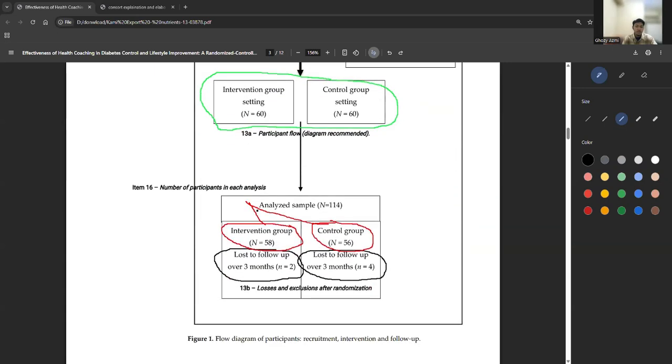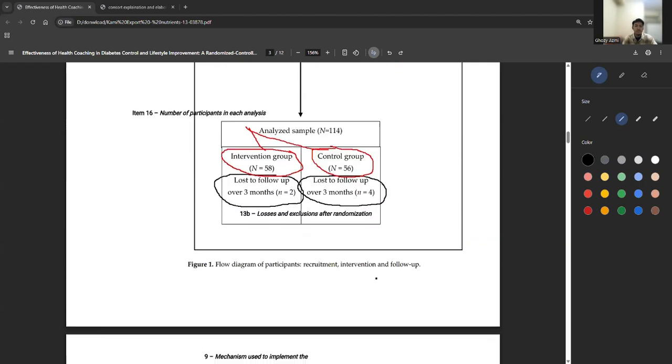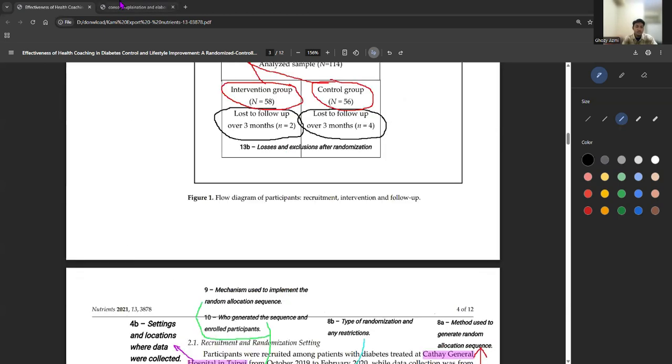And then we move to 13B, losses and exclusions after randomization. The intervention group lost two participants to follow-up over 3 months. And the control group lost 4 participants to follow-up over 3 months.